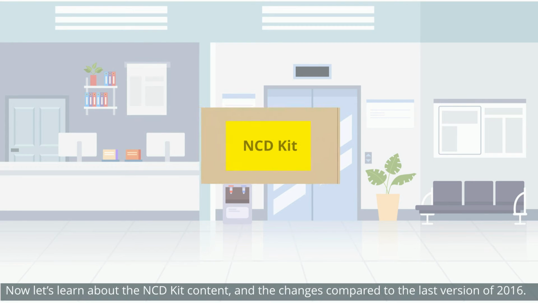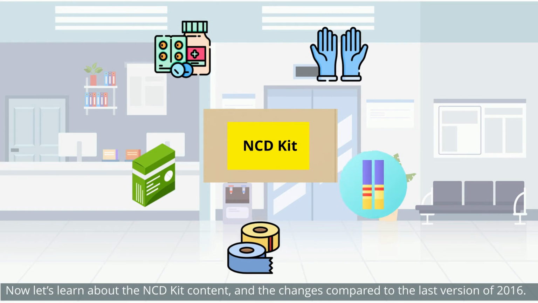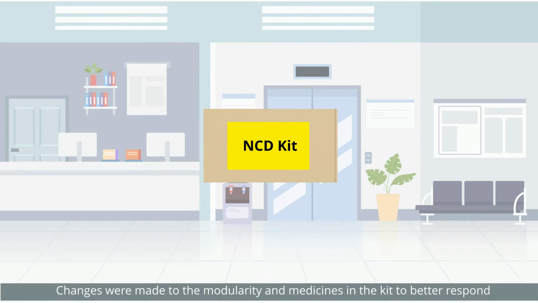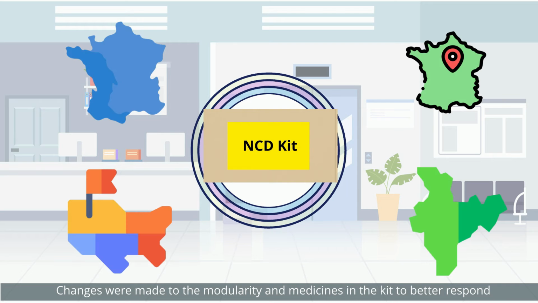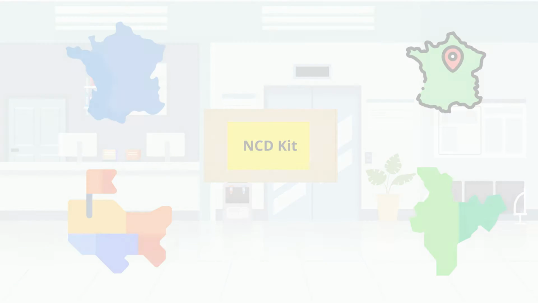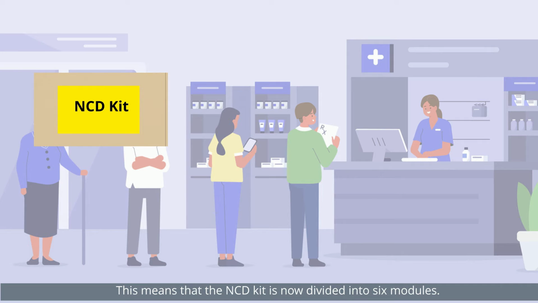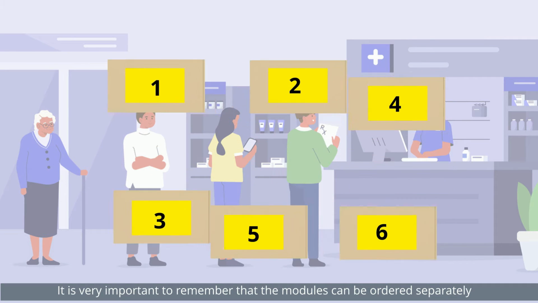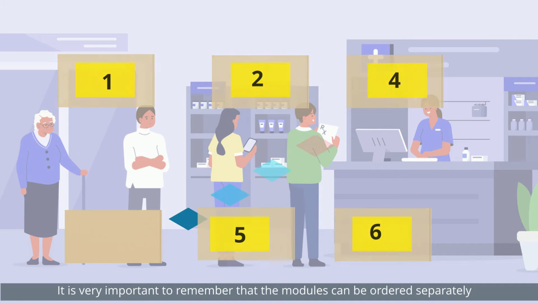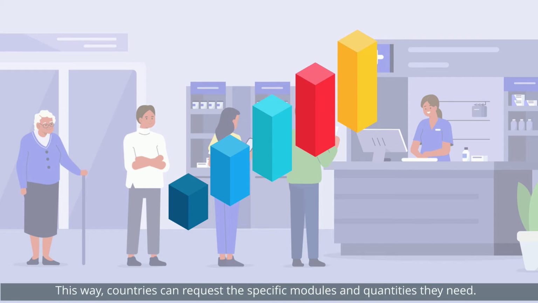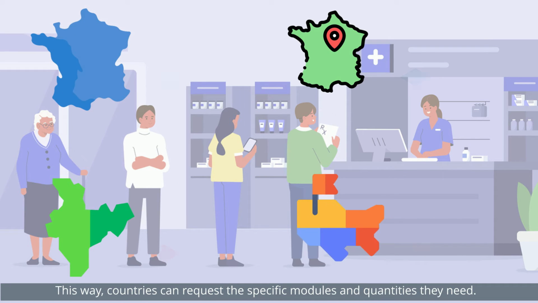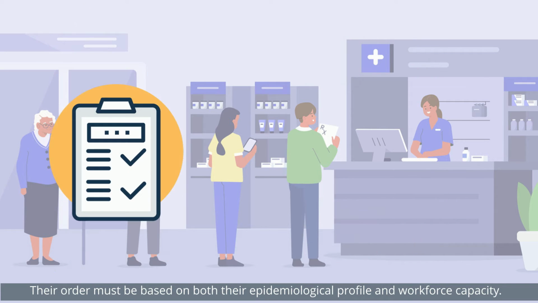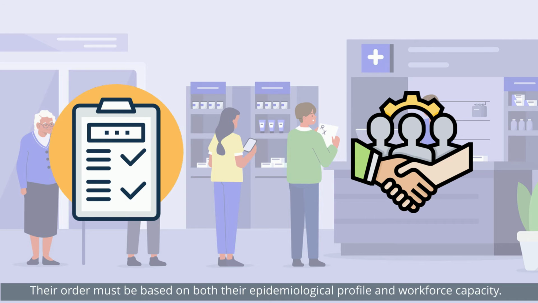Now let's learn about the NCD kit content and the changes compared to the last version of 2016. Changes were made to the modularity and medicines in the kit to better respond to countries' needs. This means that the NCD kit is now divided into 6 modules. It is very important to remember that the modules can be ordered separately and in different quantities. This way, countries can request the specific modules and quantities they need. Their order must be based on both their epidemiological profile and workforce capacity.